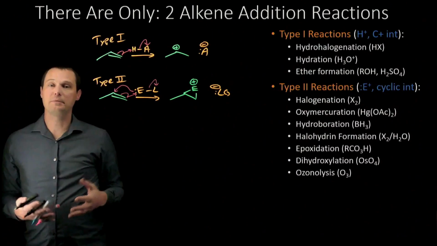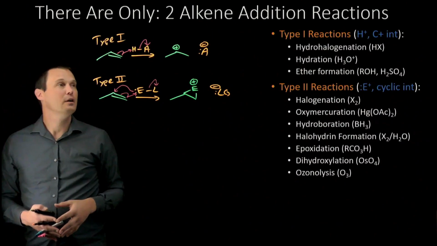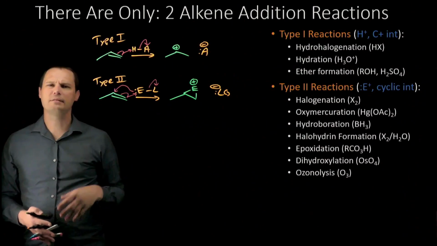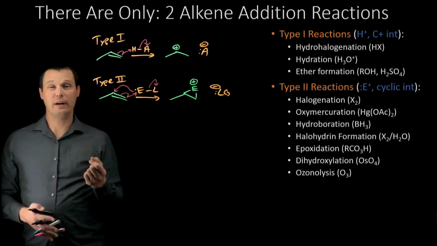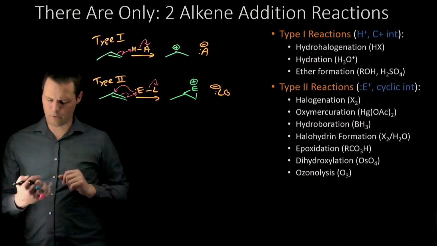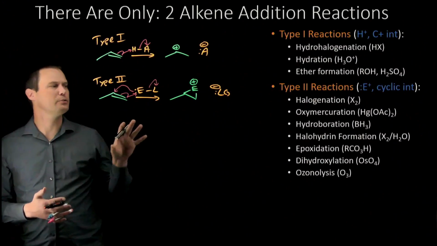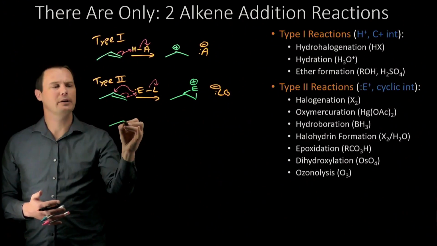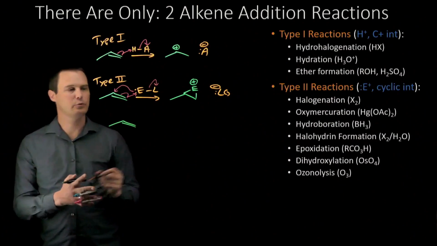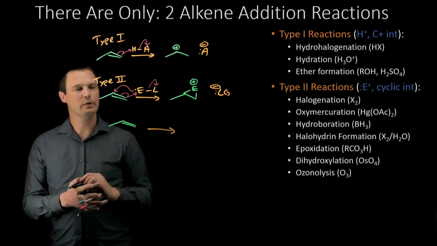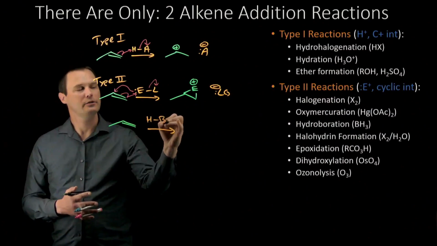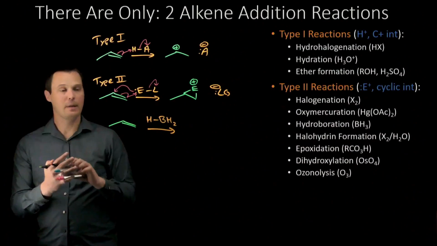These are really the only two types of alkene addition reactions in this course. There's a couple in the type 2 list that I want to highlight. They do follow the type 2 pattern, but they require a little bit of discussion. Let's look at the hydroboration reaction. We start with an alkene in the hydroboration reaction. We react with BH3, where the hydrogen is attached to the boron.